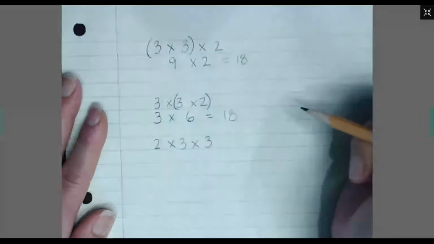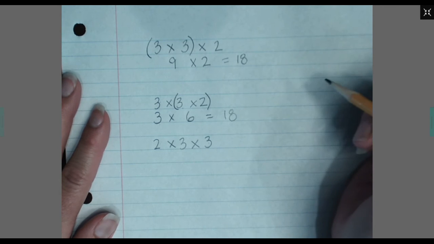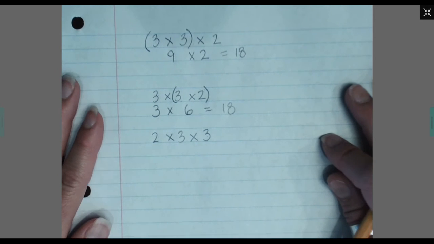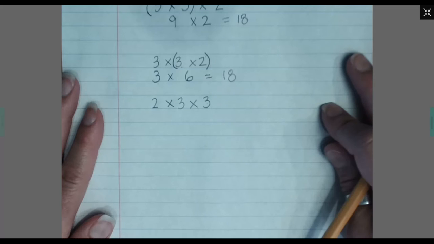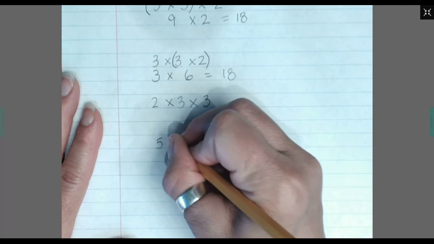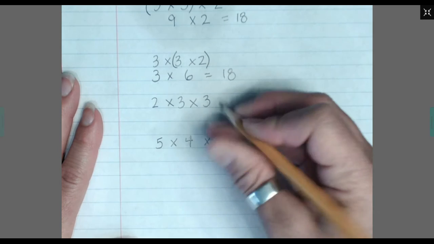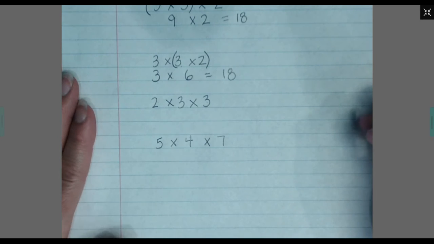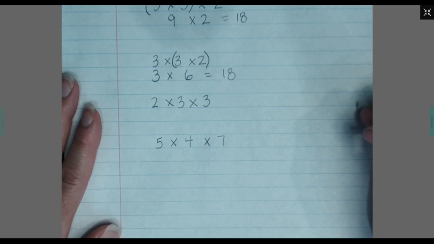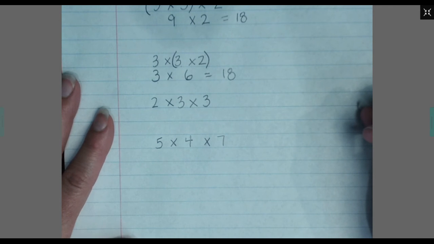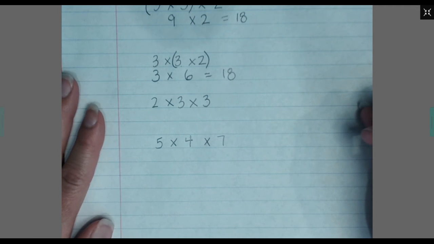Let's do another one. 5 times 4 times 7. Well, I'm actually going to choose something that's relatively easy for me to multiply first. So that might be how you decide what to multiply first. So for me, 5s are pretty easy.